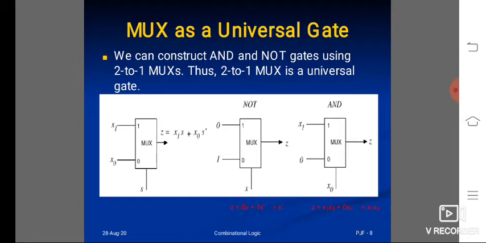So in place of AND or NOT, we are designing NAND and NOR. That's why the mux is a universal gate. We construct AND and NOR gates using a 2 to 1 mux, since the 2 to 1 mux is a universal gate. So this is the 2 to 1 circuit diagram.